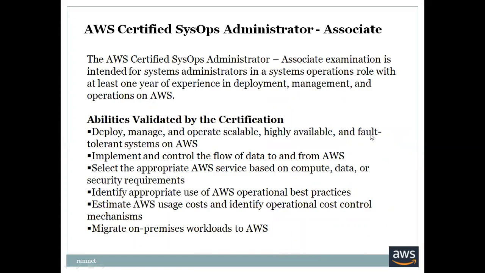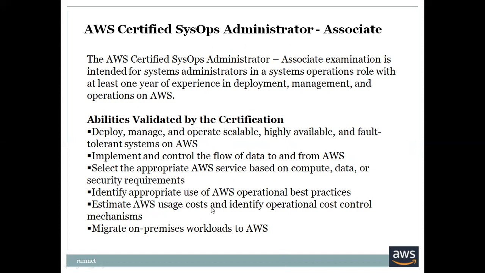Next, SysOps Administrator Associate. That is the next level exam in the associate level itself. The SysOps Admin exam is intended for system admins in a system operation role with at least 1 year of experience in deployment, management, and operations on AWS, not anywhere else. You should know something about AWS. Ability validated: deploy, manage, and operate scalable, highly available, and fault-tolerant systems on AWS.